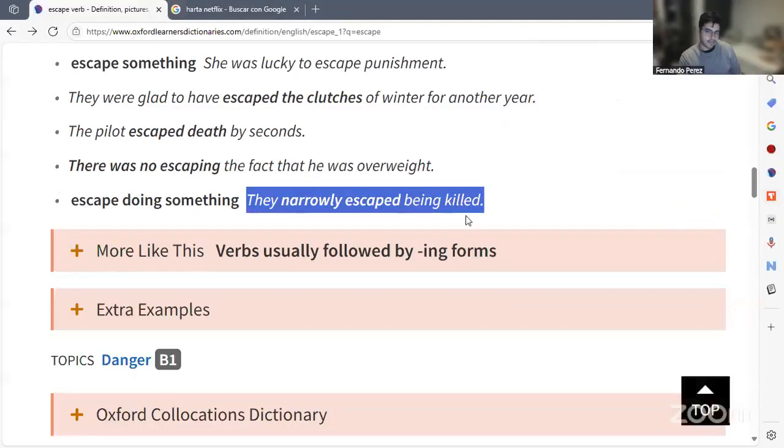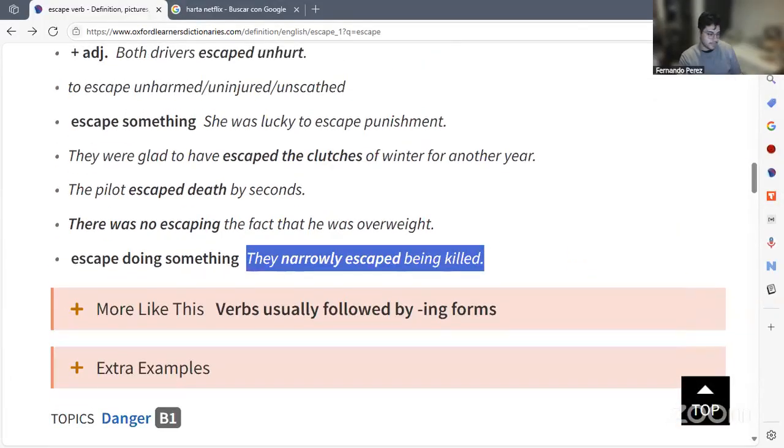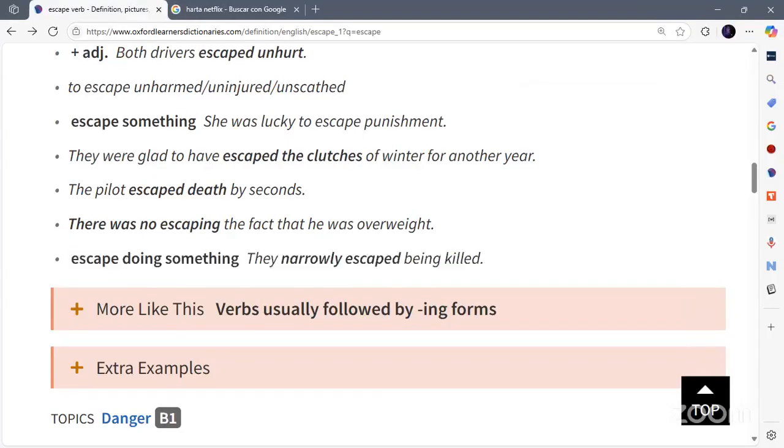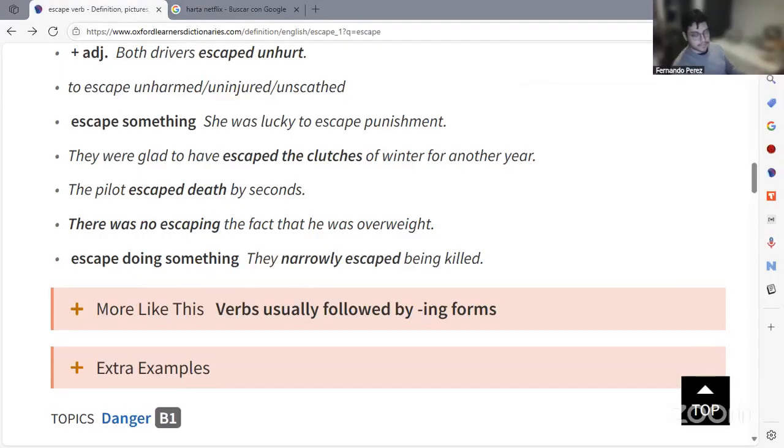¿Qué dice aquí? Switch to Spanish. Apenas, apenas puedo escapar de ser asesinado. Yeah, that's correct. Apenas si pudieron escapar, you know? They narrowly escaped being killed. Yes, comprehension or no comprehension? Yes, teacher.